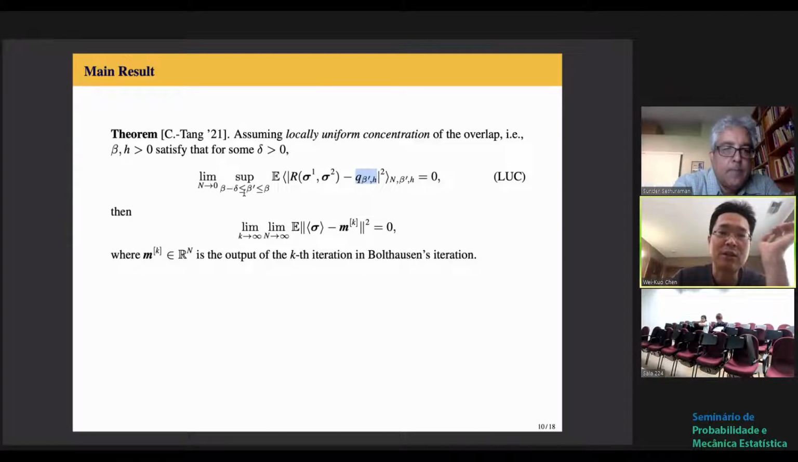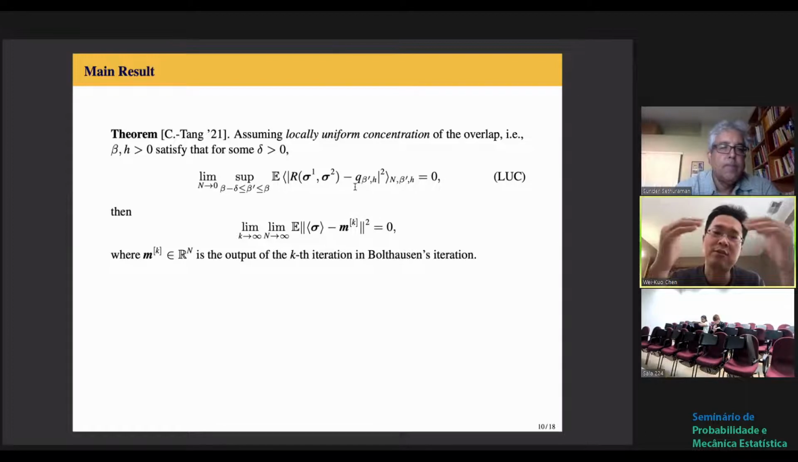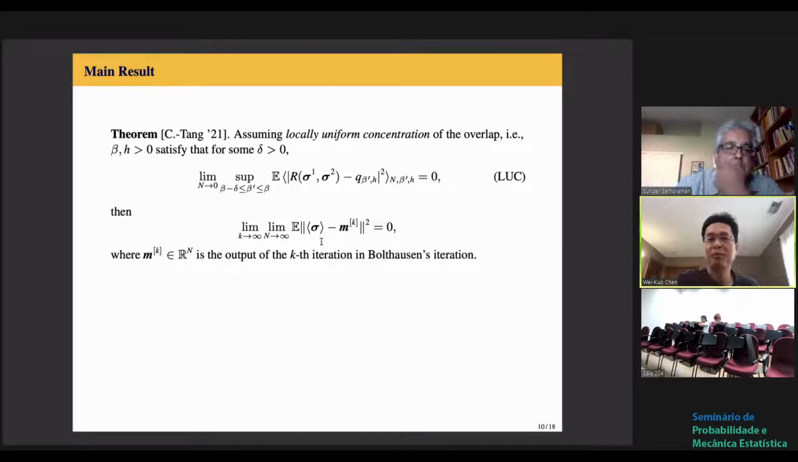So you see, I have a supremum over beta prime in some neighborhood of beta. And of course the temperature beta prime is the temperature for the system. And remember, this concentration depends on Q, and Q depends on beta prime and h, both parameters. So I just want to allow myself to have this concentration uniformly locally. And then we will be able to show that indeed Bolthausen's iteration converges to the local magnetization. This is the main result.